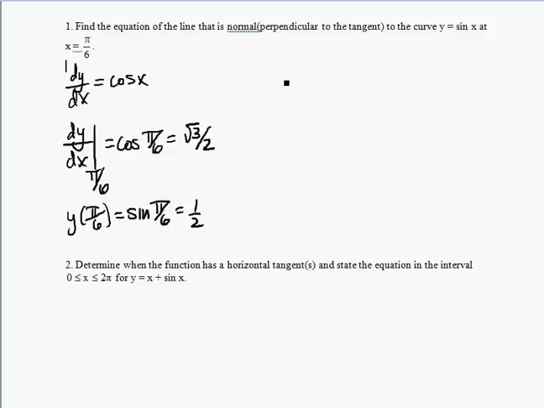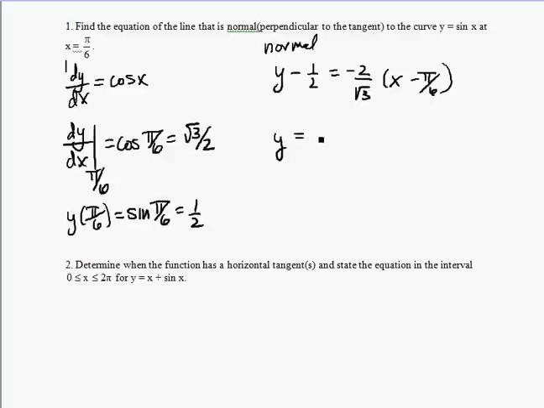So the equation of our normal is going to be the negative reciprocal of our slope value, so negative 2 over radical 3. So our normal line would be y minus a half equals negative 2 over radical 3 times x minus pi over 6.